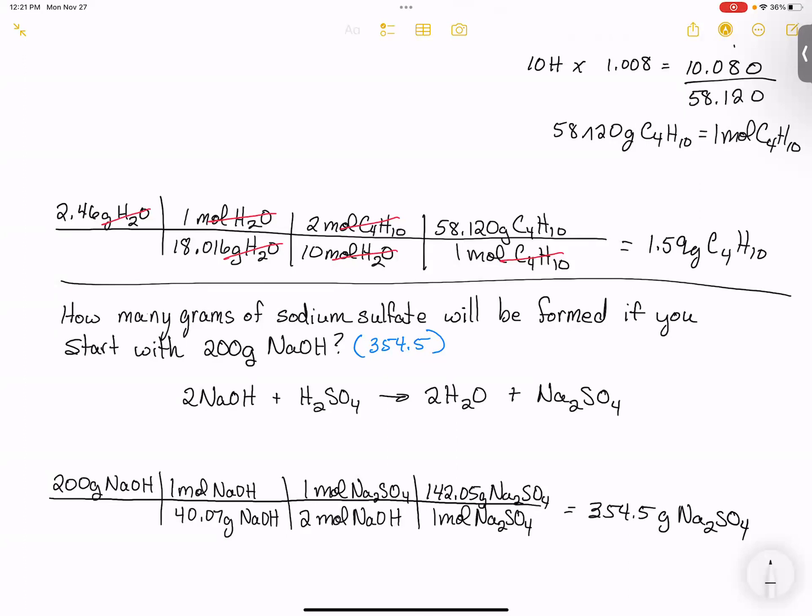Hopefully conversions are becoming much easier the more we do them, because we've been working on these for quite some time of a variety of types, but the process is always the same.